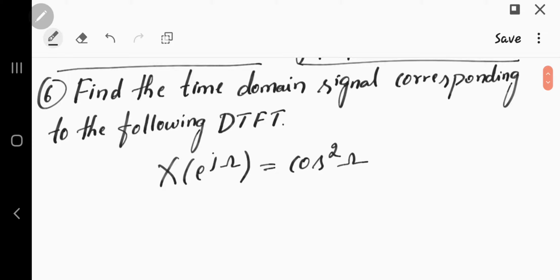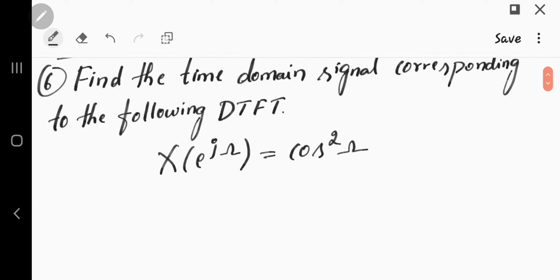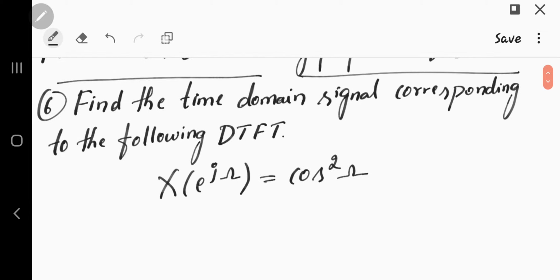It is given that a time domain signal has to be found, given its frequency domain value X of e power j omega is equal to cos square omega. Now to this signal we have to apply the property. I have not written the problem completely, but they will particularly mention that you have to solve using the appropriate property of DTFT.